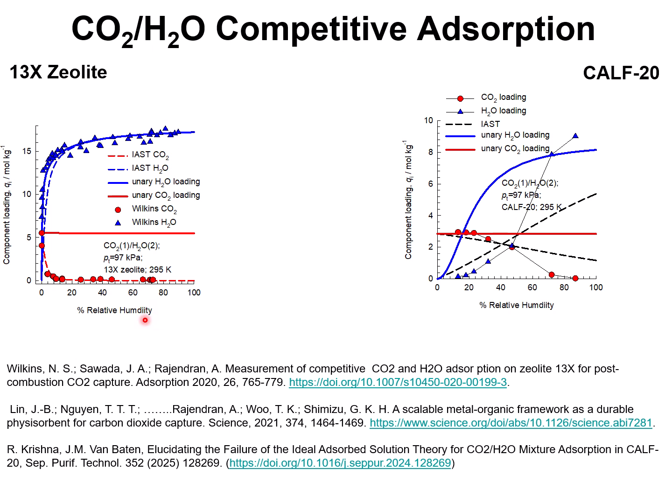There are a number of loose issues that need to be tied up, and that is the reasons for the failure of the IAST. All of these will be discussed in a presentation to be made a few months down the line. For now, I would like to conclude by saying that for CO2 capture from humid flue gases, it appears that CAF 20 has some significant advantages over 13X zeolite.